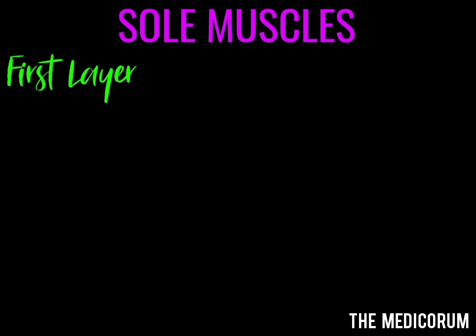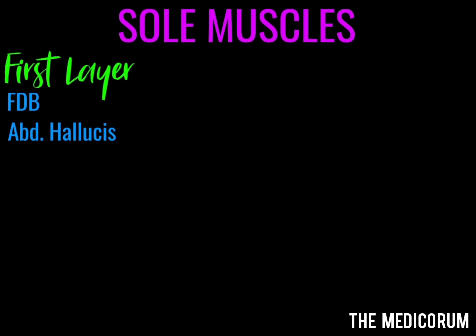The first layer will include flexor digitorum brevis, abductor hallucis, and abductor digiti minimi. These 3 muscles are included in the first layer.